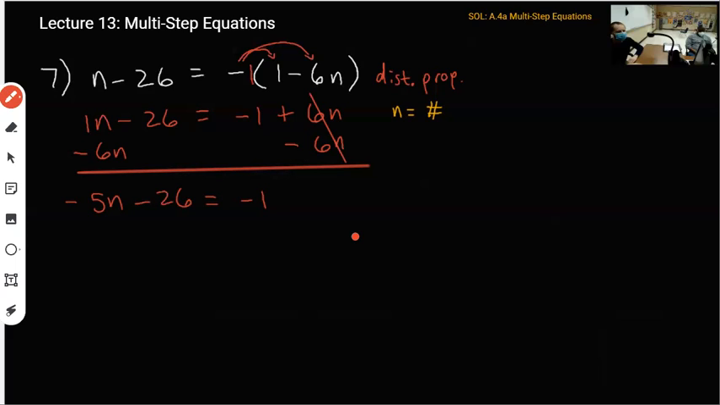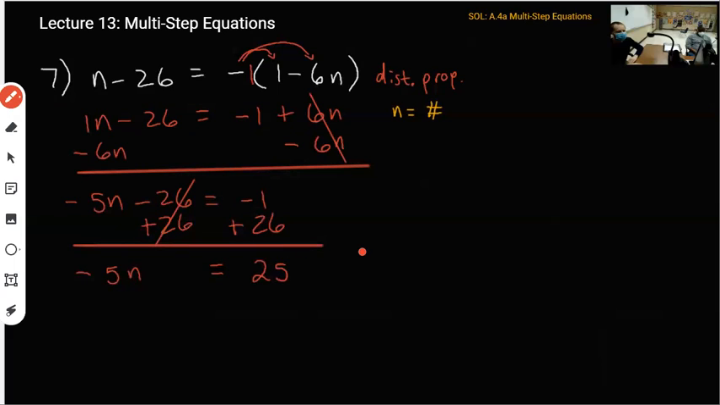Okay, so now all the n terms are on the left side. Now I want to get all the regular numbers to the other side. So I need to get rid of this minus 26 by adding 26. Okay, so when I do that, I get -5n is equal to 25. So the minus 26 and the positive 26 cancel each other out. The last thing I need to do to get n by itself is to divide both sides by -5.